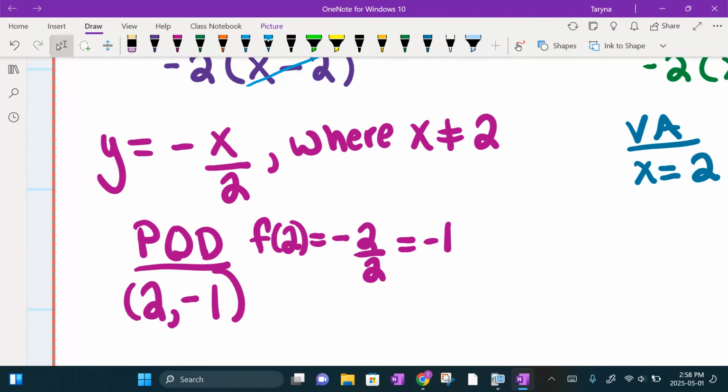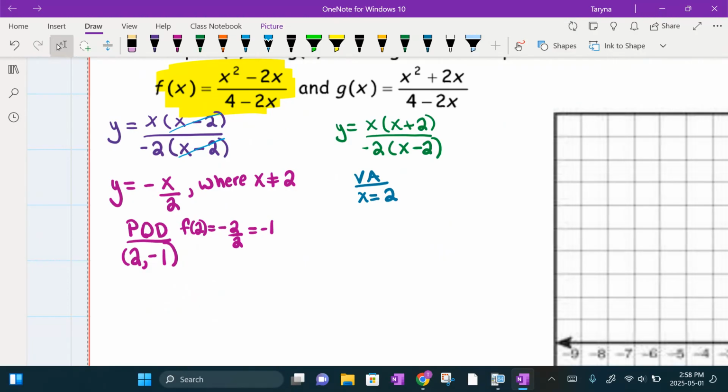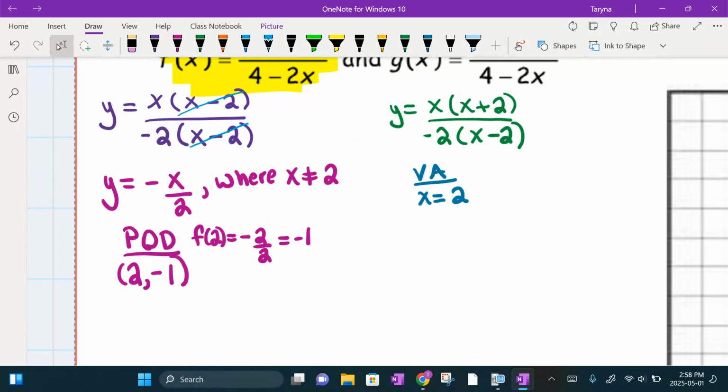But if you're like, no, I don't want to, use your calculator. I'm putting in, because my POD is at 2. Because it's an x minus 2, x can't equal 2, so I put 2 back in. And it's always back into your simplified. Is that all right? Did I explain that good?